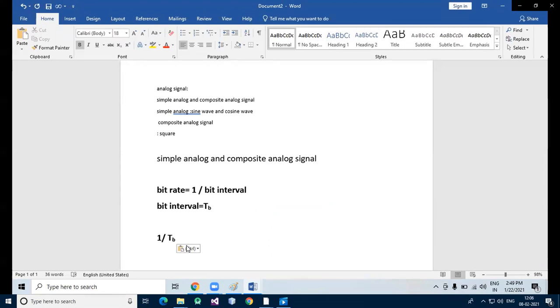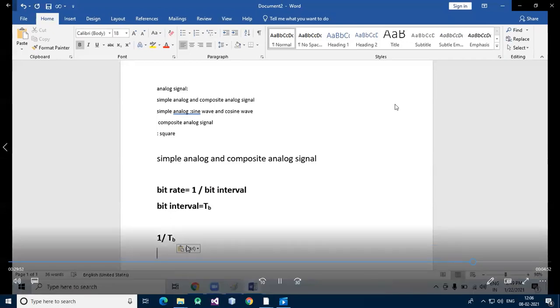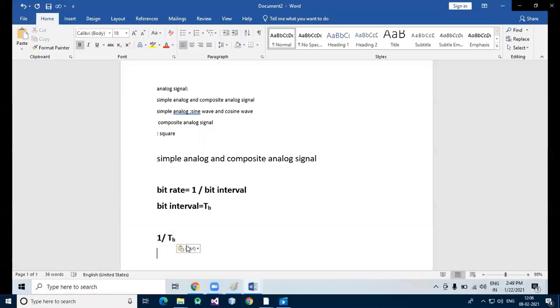In the next lecture we will discuss some problems based on these formulas. We will see one problem on bit length, transmission of digital signals, and so on, in my next lecture.